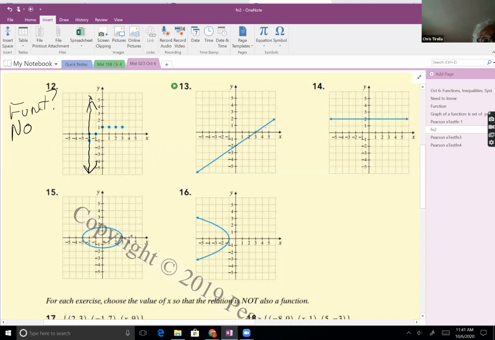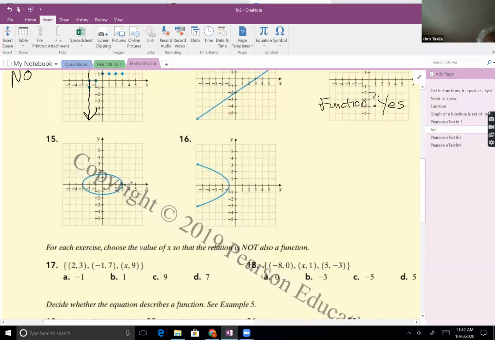13 has a lot more points, but as I look at those points, does everybody see that this one is a function? Because any vertical line is only going to touch it once. How about number 14? Is number 14 a function? If I picture vertical lines, I see how each one of them would only hit it once. So this one would be a yes.